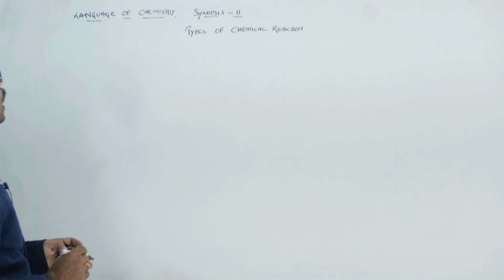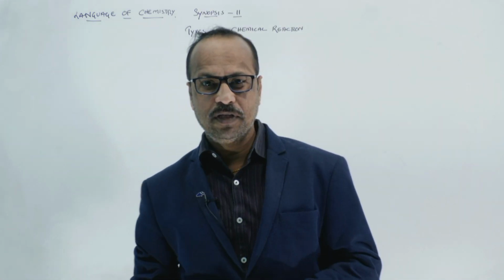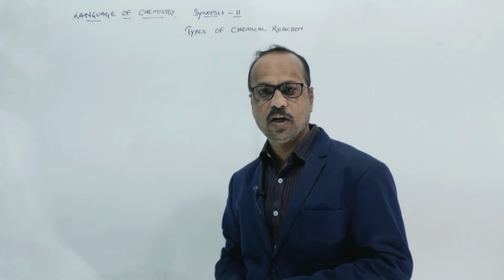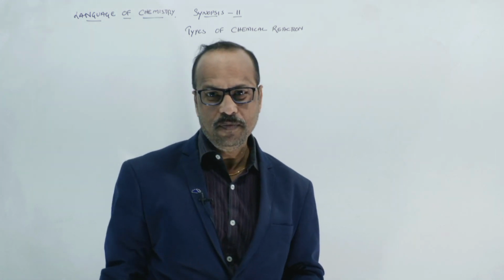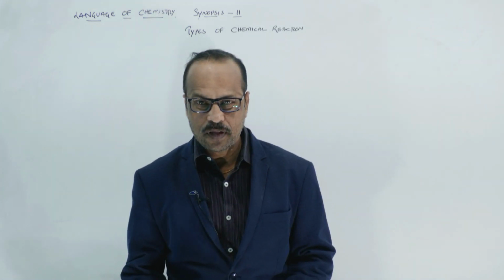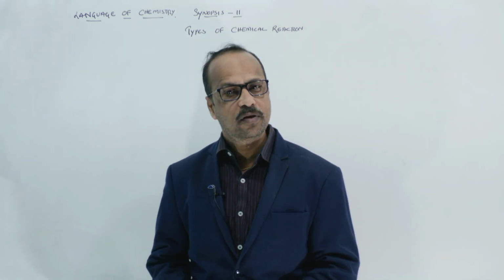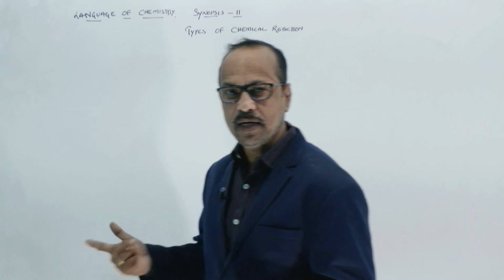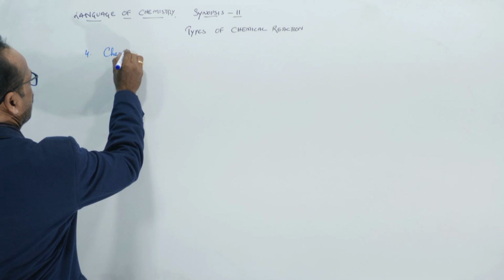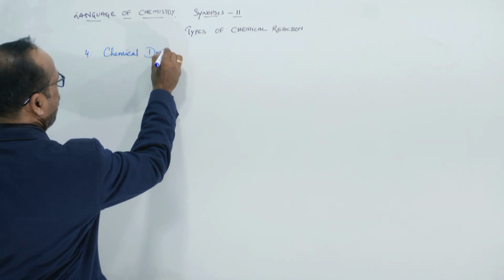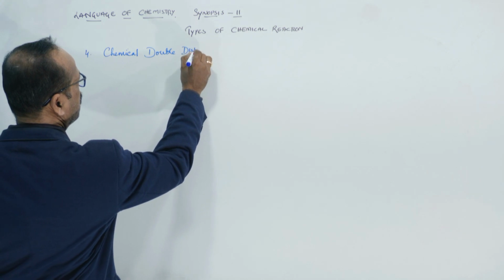Now the fourth one we are going to discuss today is chemical double displacement. Our main topic is the Language of Chemistry, in which we are doing the 11th synopsis, types of chemical reactions. We just revised the three that we completed in the last class. Now the fourth reaction is chemical double displacement.